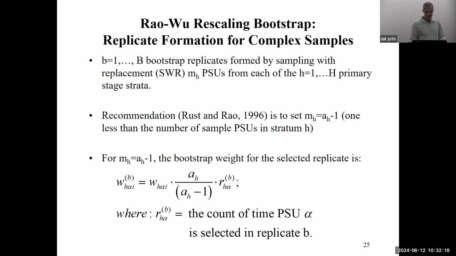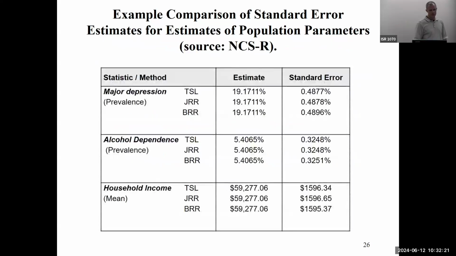Okay, so this is just another empirical comparison. And there's a couple important points to look at here based on this table. So what we did in ASDA was we looked at this NCSR data set, and for 3 different quantities of interest: the probability of having major depression, the probability of being diagnosed with alcohol dependence, and then the mean household income. Okay? For each of these 3 different quantities, we calculated variance estimates reflecting the complex sampling features using linearization, the standard delete one jackknife, and then balanced repeated replication.